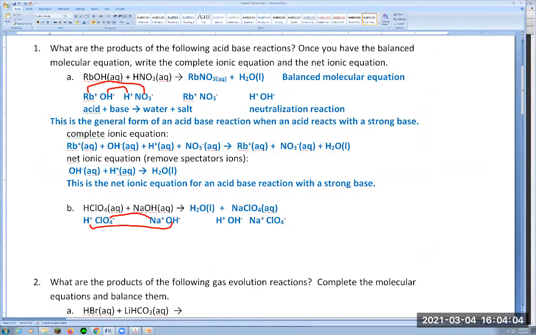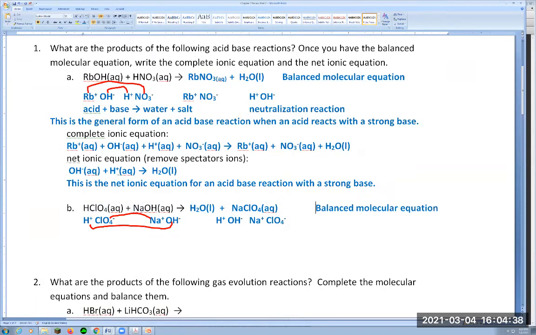Next, we want to balance this. So let's see. We have 1 H plus with 1 OH minus, making 1 molecule of water. So that's good, it's balanced. Then we have the perchlorate here and perchlorate there on the right. And then 1 sodium on the left, 1 sodium on the right. So again, it is already balanced, simply by having the formulas like that. So that's our balanced molecular equation here.